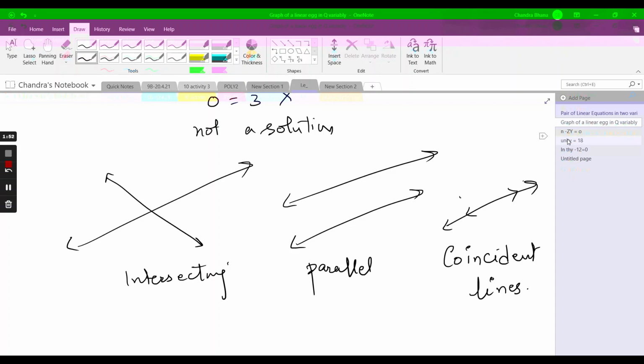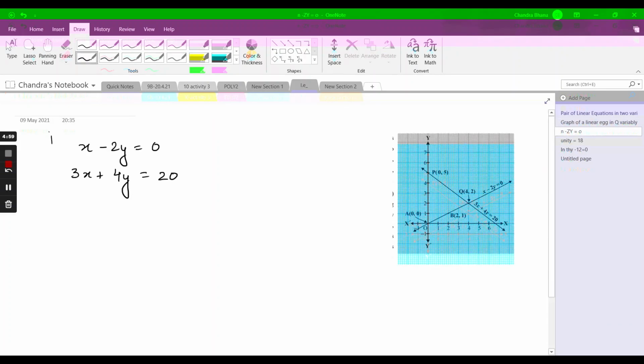So whatever examples we are going to do, one example of each. Let's see the first example. Here my equations are x minus 2y is equal to 0 and 3x plus 4y is equal to 20. When I draw the graph of this, I am getting 2 intersecting lines, intersecting at one point, and that point is (4, 2).